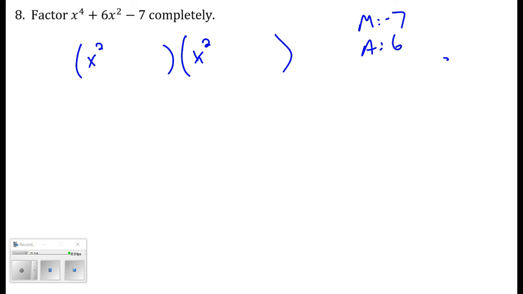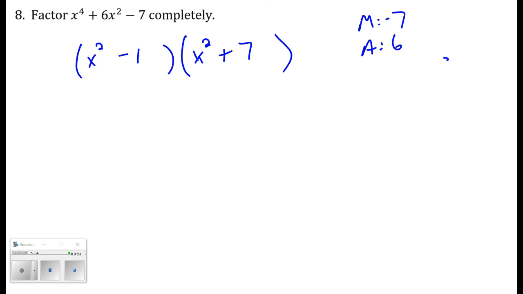Question 8, factor this completely. Well, this looks like a trinomial, but it's not an x squared, it's an x to the fourth. My leading coefficient's 1, so I don't need to worry about that, and I know x squared times x squared gives me x to the fourth. So what multiplies to negative 7 that adds to 6? Well, that's positive 7 and negative 1.